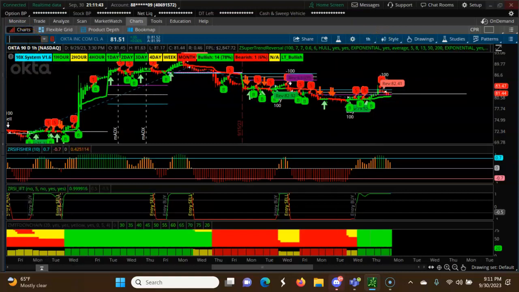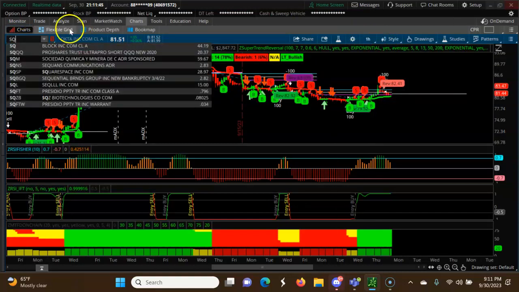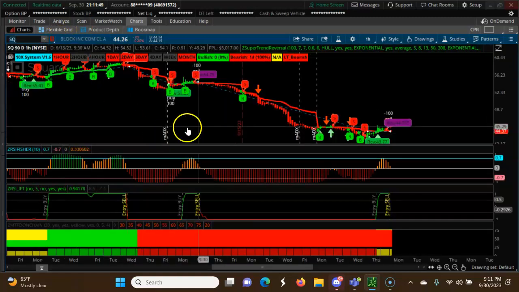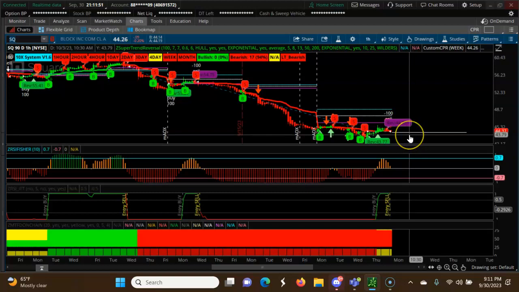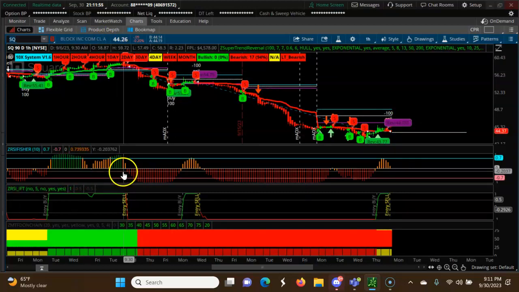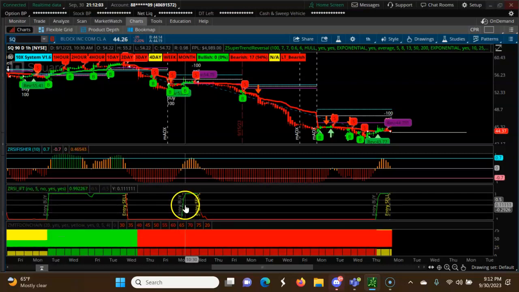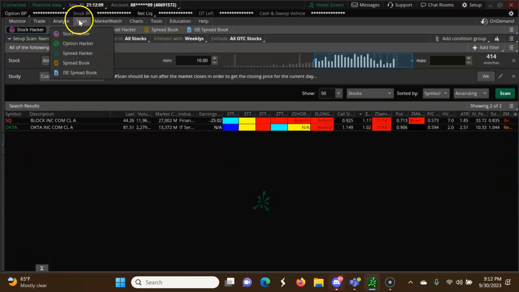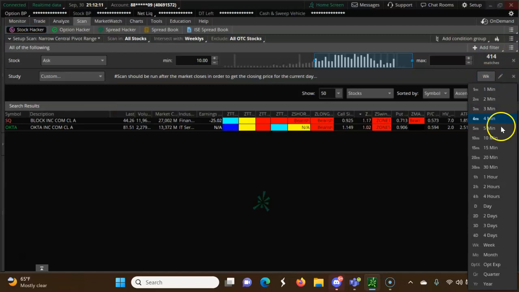Let's look at SQ. SQ is downtrending, so bearish. You can see a weekly CPR here also. So SQ is a good one for the bearish side. SQ, weekly bearish. Now let's look at the scan on a monthly time frame.